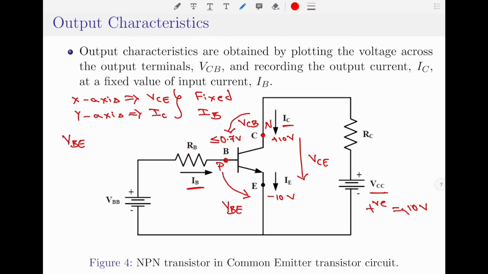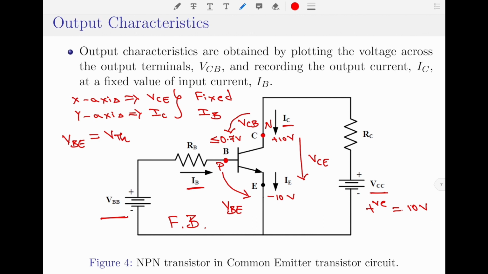Let me now consider the second region of operation, which is the active region of operation. Once again, starting from the input supply voltage, let us assume that the voltage across the base to emitter terminals is equal to the threshold voltage required to forward bias the junction. So, the base to emitter junction is now forward biased. You must note that for this exact case, the voltage across the base terminal will be equal to 0.7 volt.